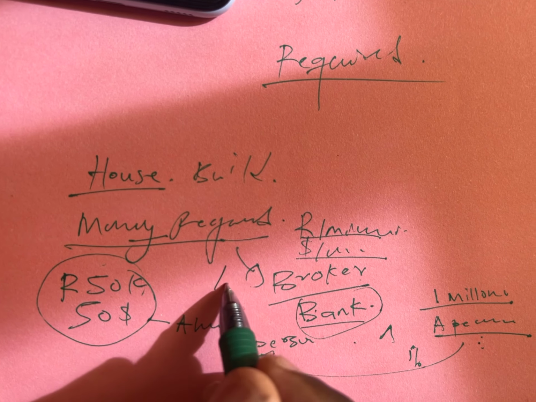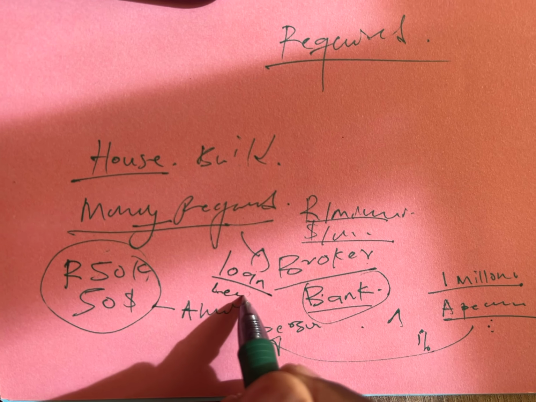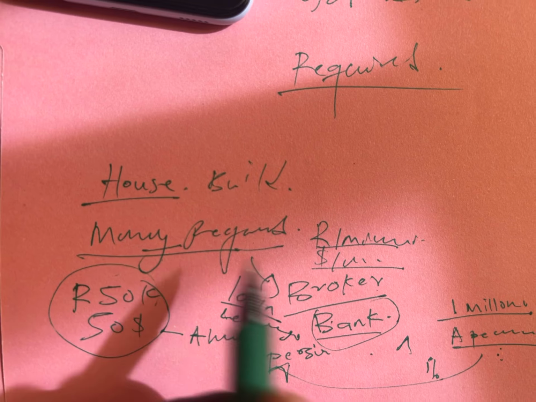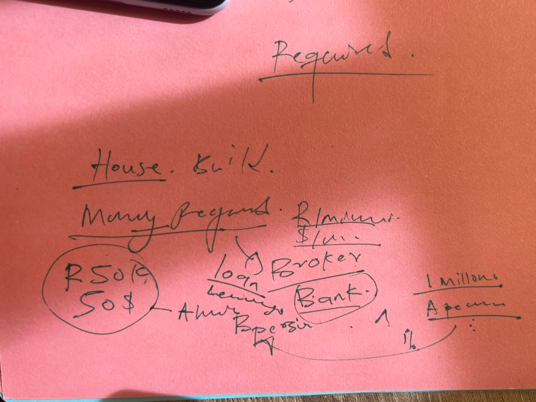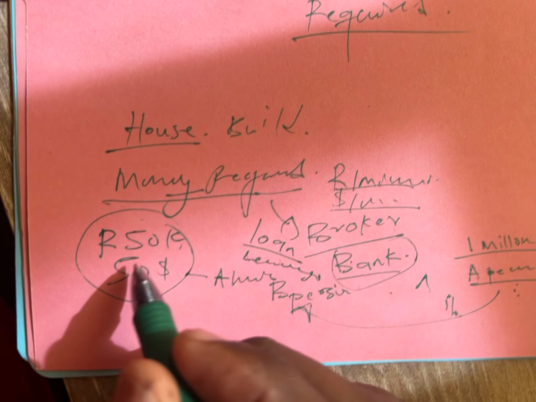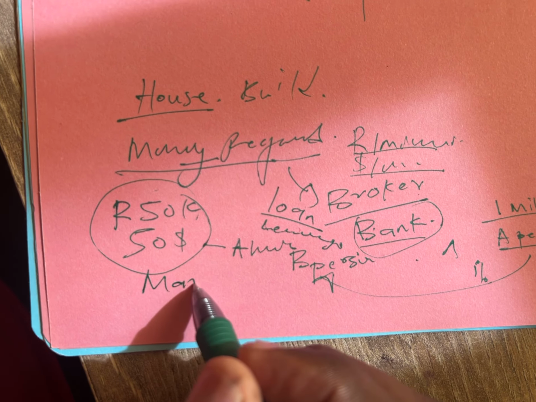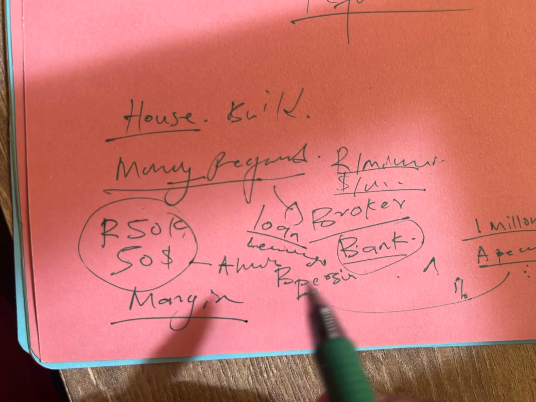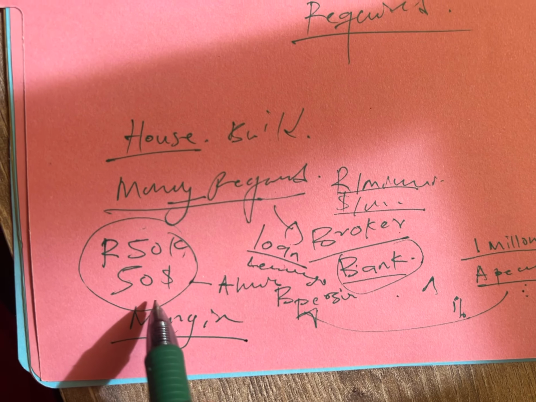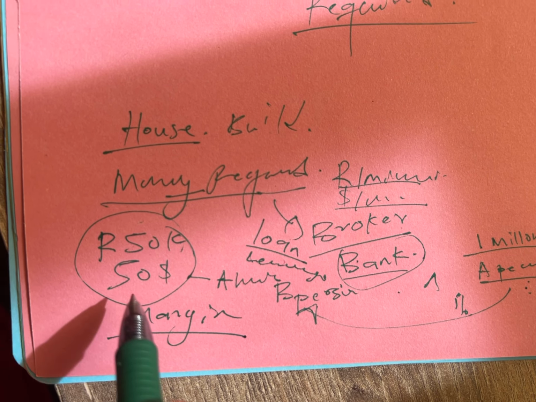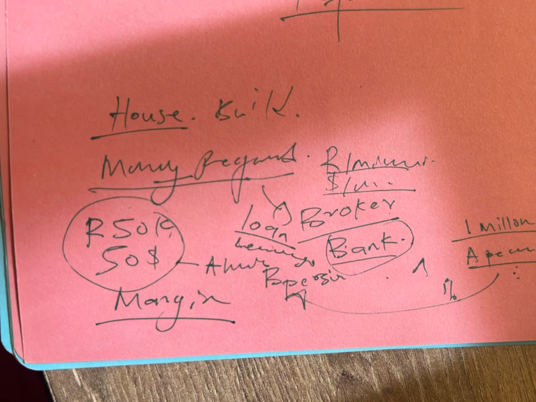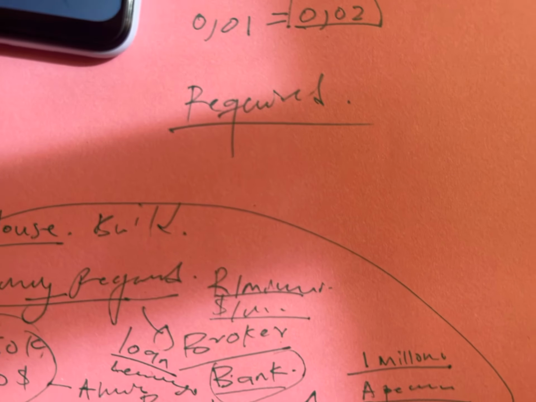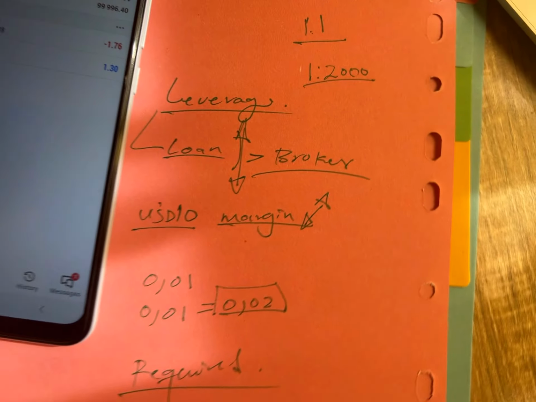You're borrowing a loan, which is leverage, to build your house. And this is the money required. This is the money that you need. And then there is margin. This is the margin that I'm talking about. The bank needs to know that, okay, since we're going to give you 1 million, you must be a person who's earning at least 50K per month. Then we will give you the 1 million. Simple as that. And then let's go back to our example here of the broker.